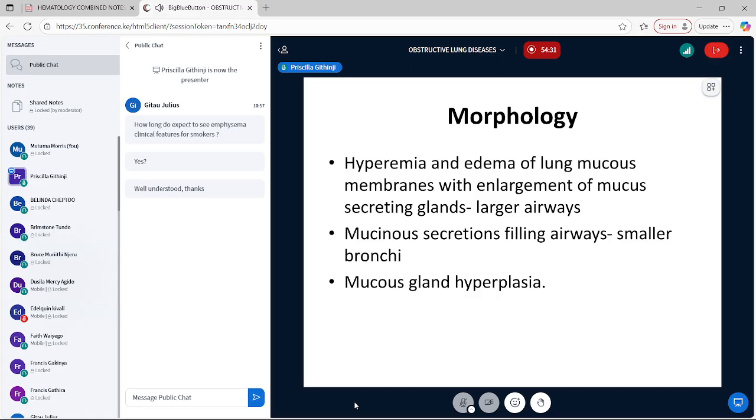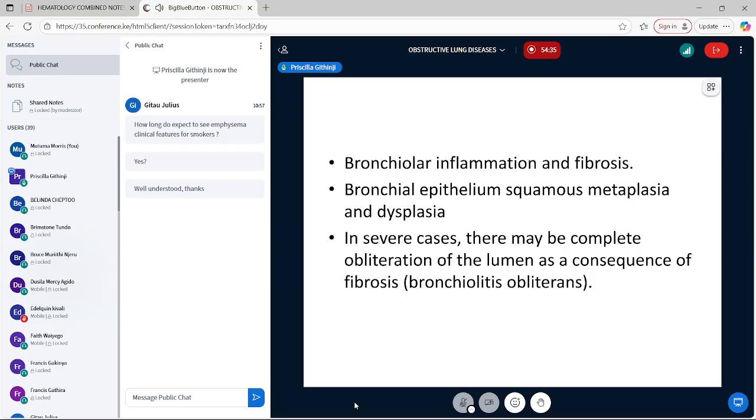And then microscopically, of course, you are going to appreciate that mucus gland hyperplasia and also that goblet cell metaplasia. You're also going to see bronchiolar inflammation and fibrosis. Of course, with persistent smoking, the bronchial epithelium also undergoes squamous metaplasia. And that metaplasia can become dysplastic, and hence in smokers they get squamous cell carcinoma. In severe cases, there may be complete obliteration of the lumen as a consequence of the fibrosis that results, and this we call bronchiolitis obliterans, that the fibrosis has completely closed up the lumen.